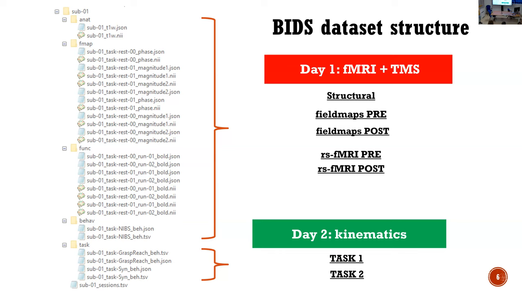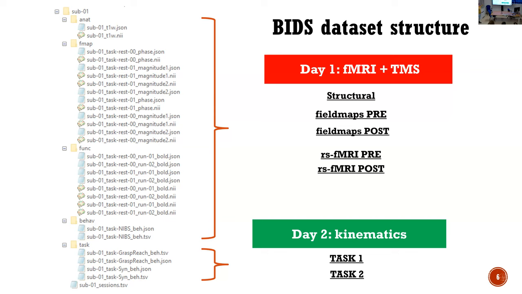I start with the first folder, which contained the structural image of each participant. Then the field map folder, with both pre and post stimulation field maps, and the functional scan. This is the first part for the fMRI.